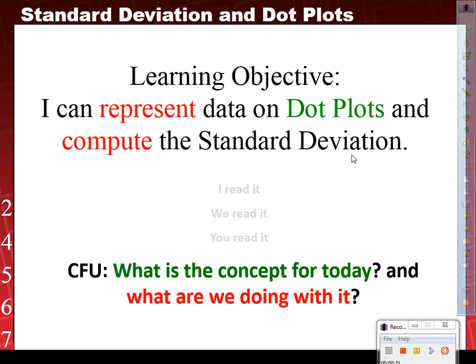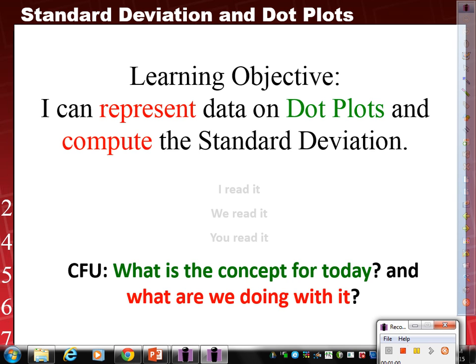So I just want to revisit standard deviation because I sense a little bit of disturbance in the force. So copy the objective at the bottom left of your Cornell note. Do that right now. All right.